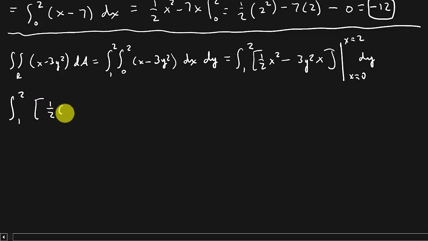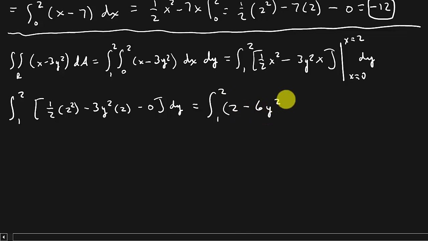All right, so that's going to give me 1/2 times 2 squared minus 3y squared times 2 minus, and now I plug the 0 in. Now remember, I'm plugging this in for x. Let's just think about this for a second. I'm plugging the 0 in here and here. That's just going to be 0. So that's 0, and then dy, and that's from 1 to 2. So that's going to be 2 minus 6y squared. I think I did that right. Yeah, 2 minus 6y squared.